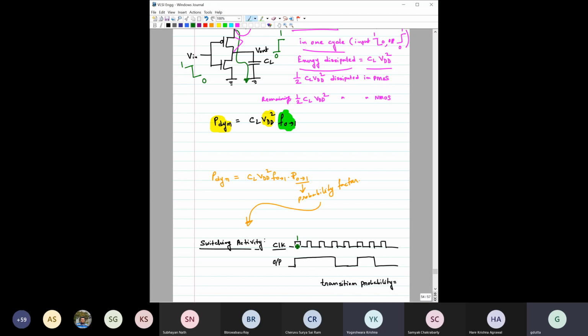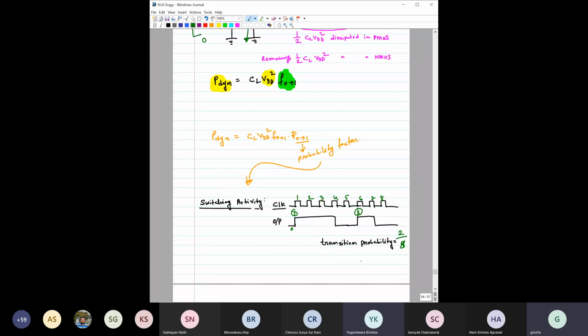So here, what is the total number of clocks that we have given? 3, 4, 5, 6, 7, 8. So 8 clocks we have given, but see how many 0 to 1 changes there are. These 0 to 1 changes are here: one, here this 1, and here this 2. So it is basically 1/4. If you have to find the transition probability, the transition probability is 0.25. So the switching activity would be 25% or 0.25 for this particular gate.